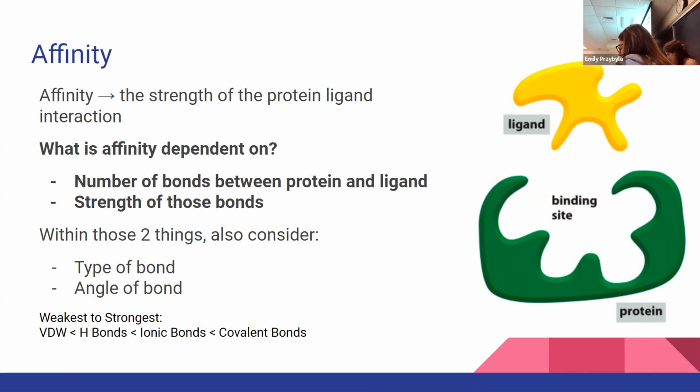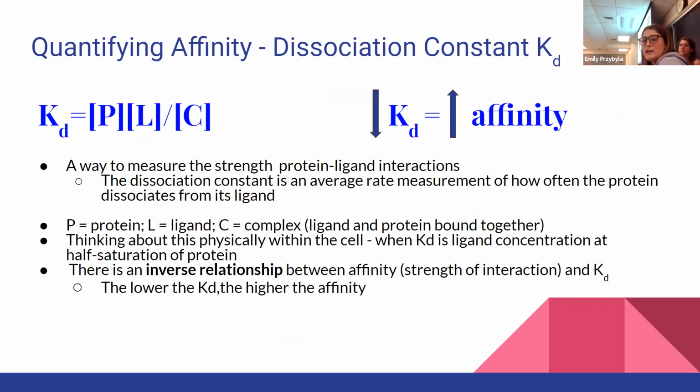And then remember how Professor talked about the Goldilocks hypothesis, where most proteins want a moderate affinity for their ligands, because if they don't have a high enough affinity, then the interaction won't even occur. And if the affinity is too high, then the ligand will be stuck in the binding site for an amount of time that's not useful for the process the cell needs this interaction for, and the cell doesn't want to be stuck. So a way that we quantify affinity is using the dissociation constant, which is KD.